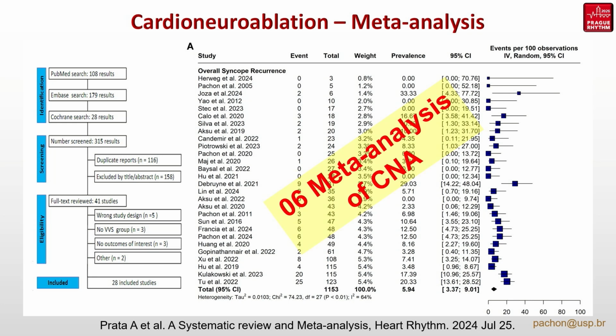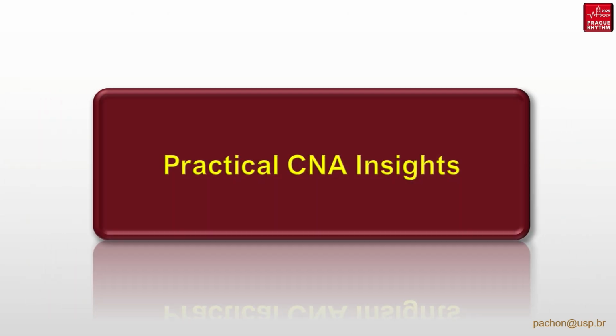Nowadays, we have a lot of meta-analyses. We have no time to comment on these meta-analyses, but there are a lot ongoing, and they found that cardioneuroablation is giving very good results in the treatment of cardioinhibitory syncope. So I think probably in the next years, cardioneuroablation will be included in the guidelines.